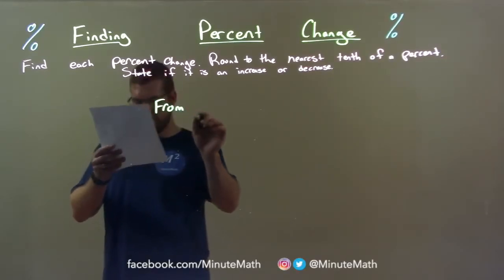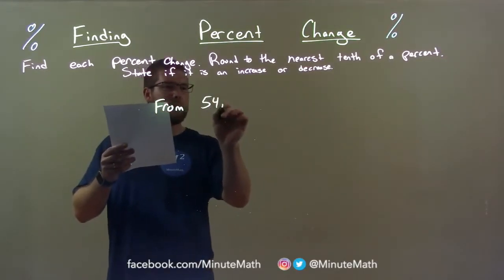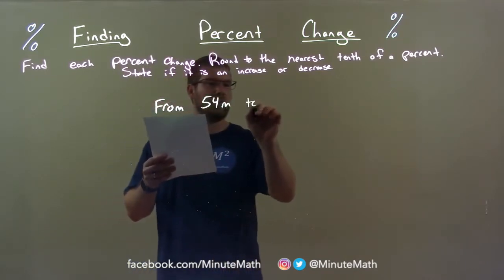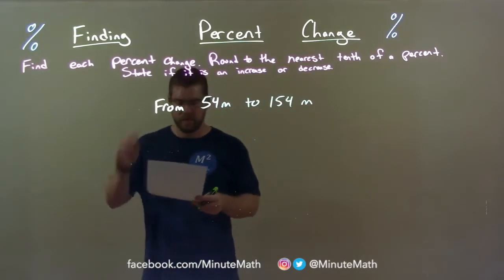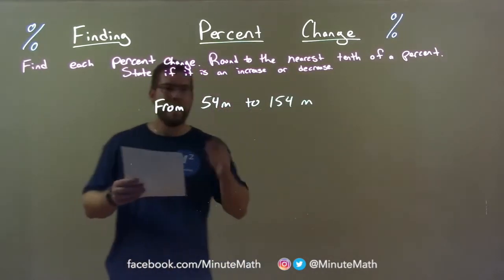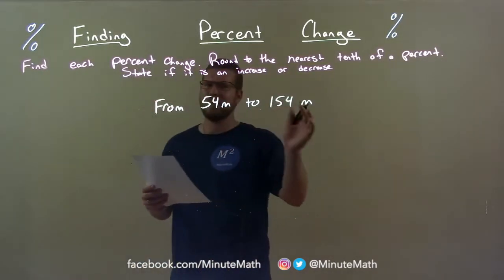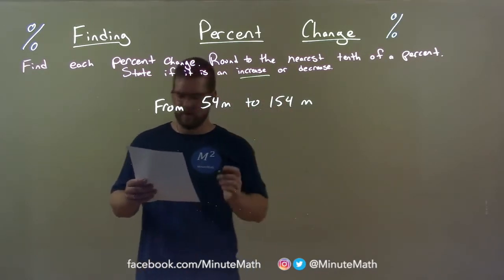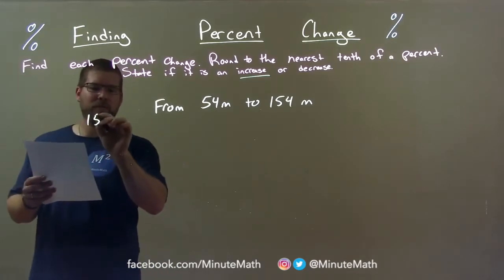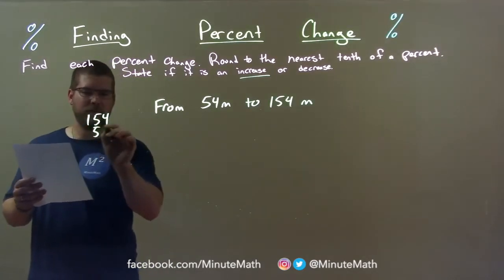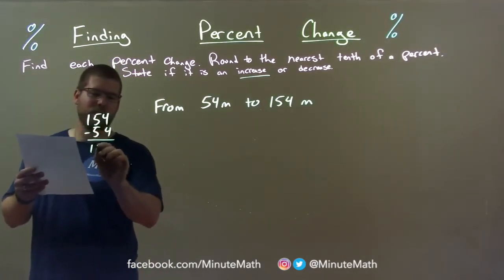From 54 meters to 154 meters. Okay? So 54 meters to 154 meters. Well, this is clearly here an increase, right? We're going up. Okay? So let's find a difference. Larger number, 154, subtracted by the first number, 54. All right, that's easy. That's 100.